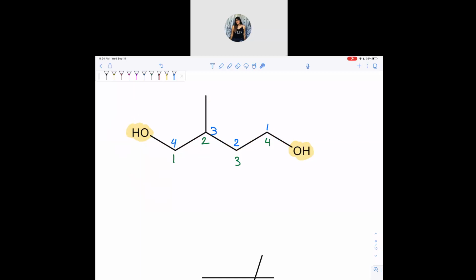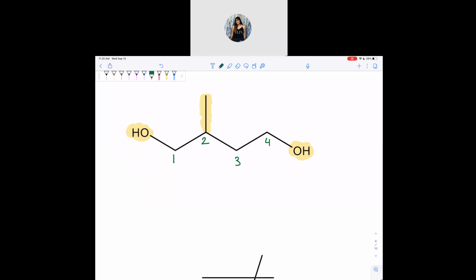So now between green and blue, we kind of run into a problem because we have an OH on number 4 and an OH on number 1, regardless of which direction we go. So the big deciding factor here will actually be this methyl. So we want to go the path that has the most substituents on the lowest numbers. So if we start with the green path, we have an OH at 1, a methyl at 2, and then an OH at 4. And that's much better than having an OH at 1, a methyl at 3, and an OH at 4. So let's get rid of the blue path.